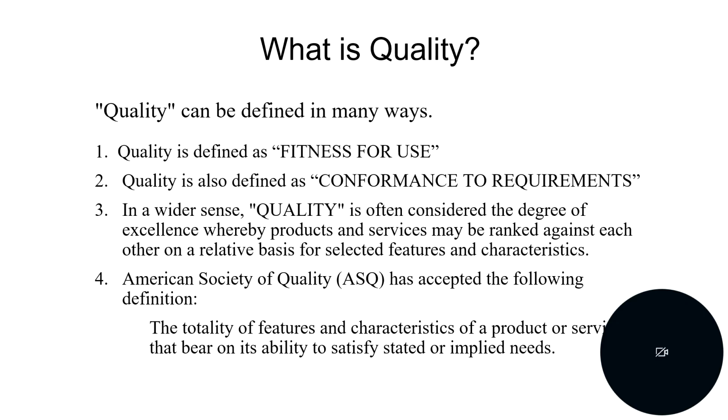The first one is fitness for use. This is going to be customer centric. Conformance to requirements is producer centric. And so what that would mean is a toaster would conform to the wiring specs. That's the conformance. And then in terms of fitness for use, it's going to be how well it toasts bread, if it properly does it and satisfies the customer.